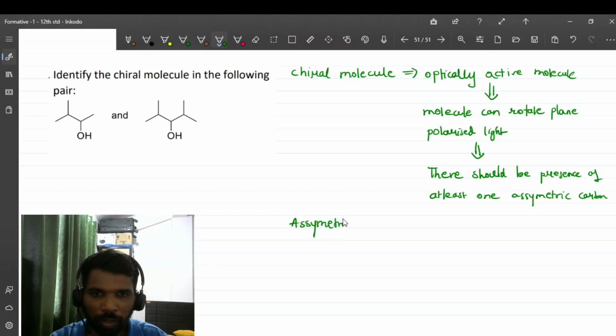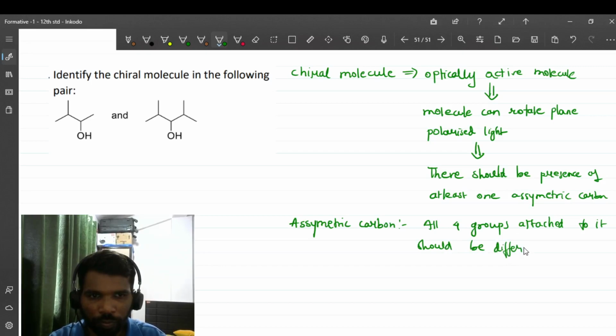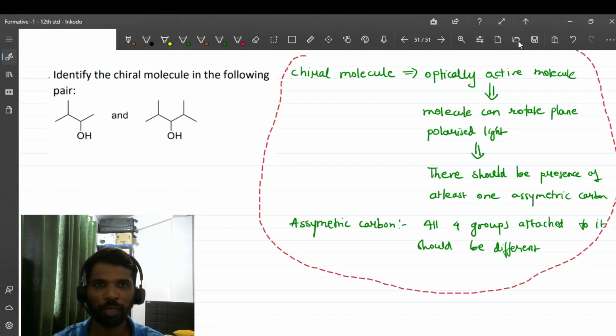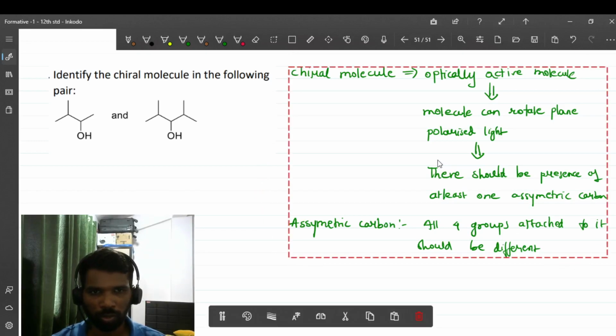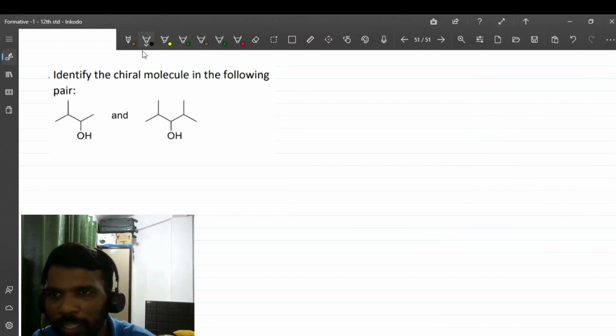Asymmetric carbon: all four groups attached to it should be different. Okay, all four groups attached to it should be different. So for this molecule which is given, I'm going to write an open chain structure for your understanding. Then we'll identify which carbon is chiral and which is not. So just make a note of this. I'm going to delete this. Yeah, so we'll write this first structure.